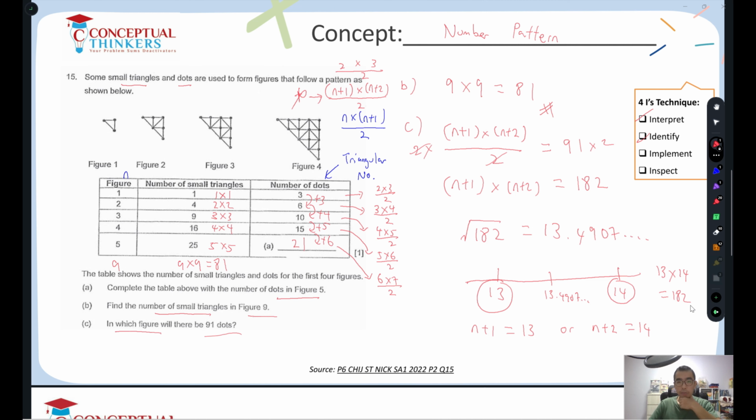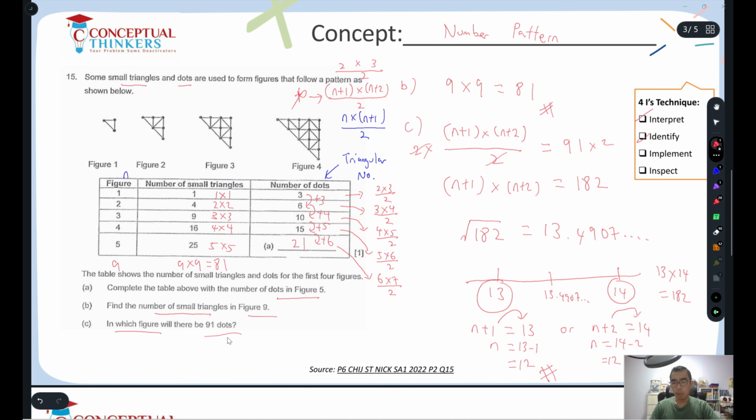So now, if you want to find out what is your figure number, which is your n, right, you can actually bring this over and you do n equal to 13 minus 1, or you can do n equal to 14 minus 2. Now you notice that you're going to get 12 for both cases. So this means that the figure number that you will be getting will be 12 for 91.